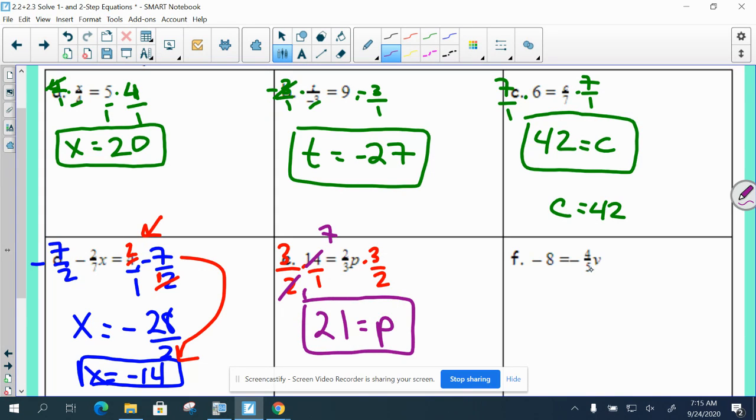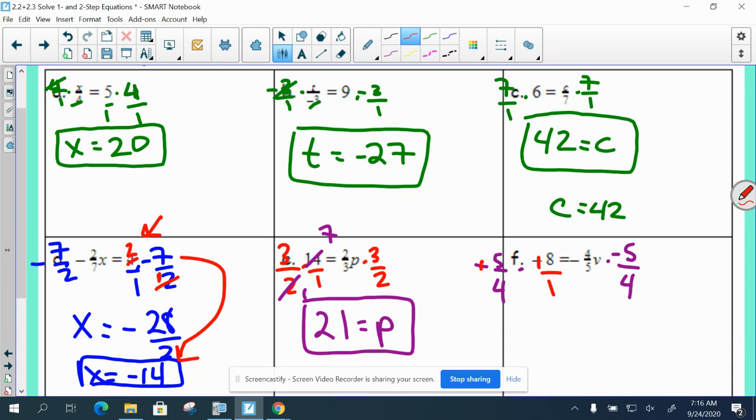Okay, and then one more of these. So for this one, you do have negatives on both sides of the equation. So you want to multiply by negative 5/4, the reciprocal. Now, since the 8 is also negative, that means that the negatives are going to cancel. Two negatives make a positive.